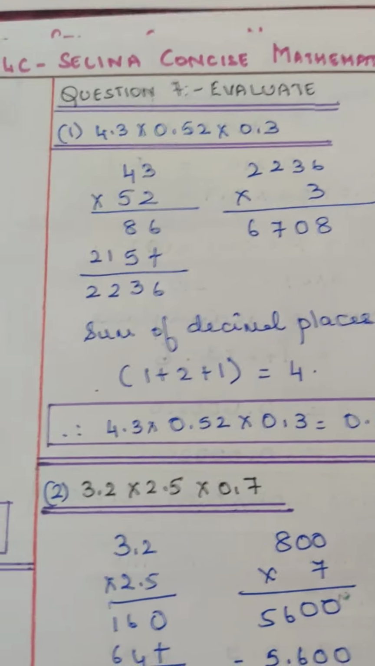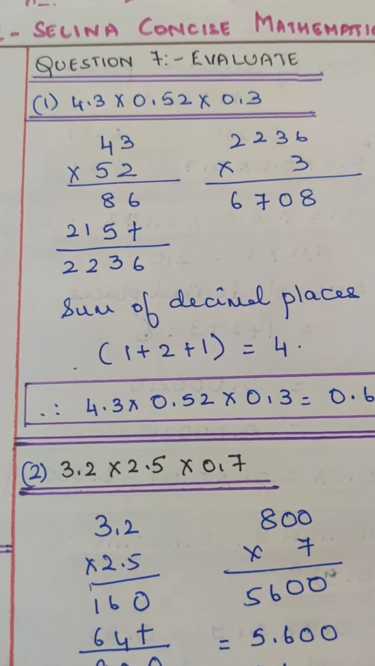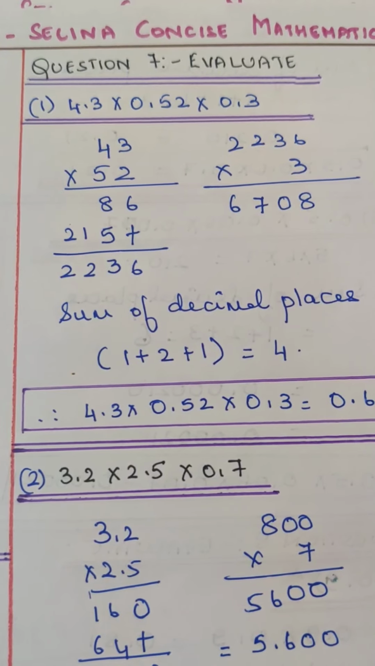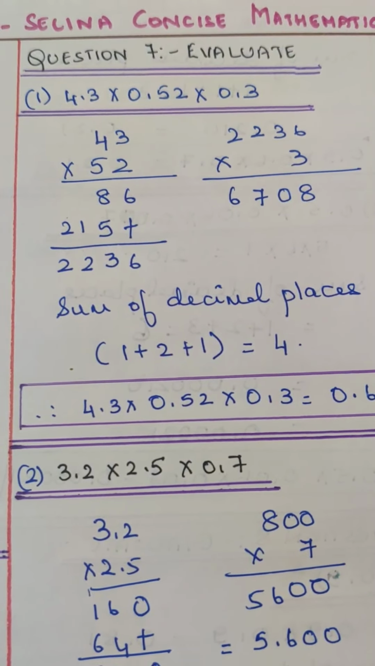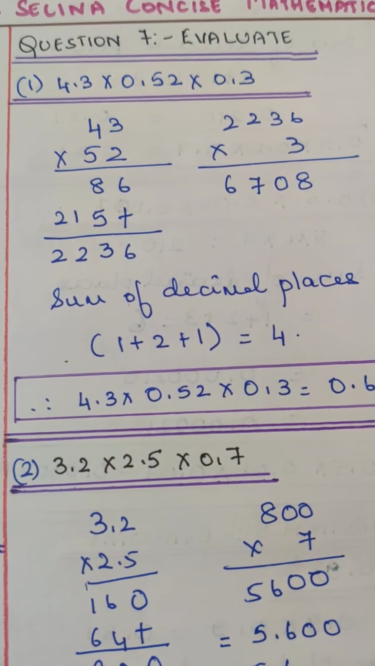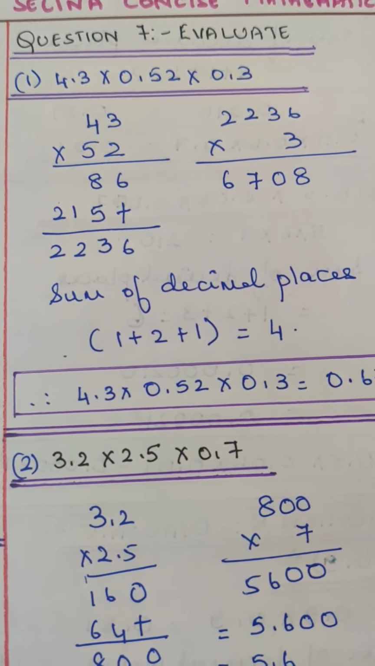Let's quickly move on to question number 7. Evaluate 4.3 into 0.52 into 0.3. I am not taking any decimal places. So it is 43 into 52. You get 2,236. Then 2,236 into 3 is 6,708.